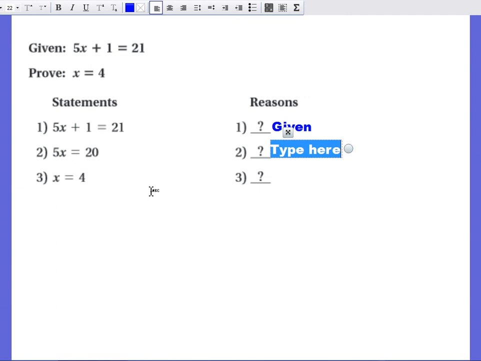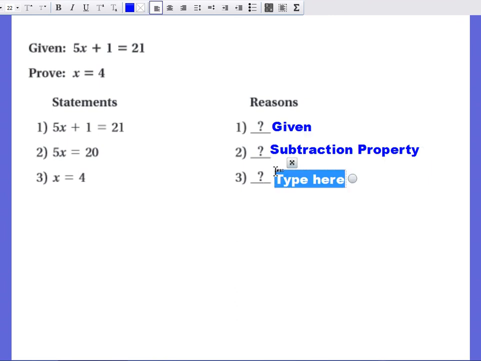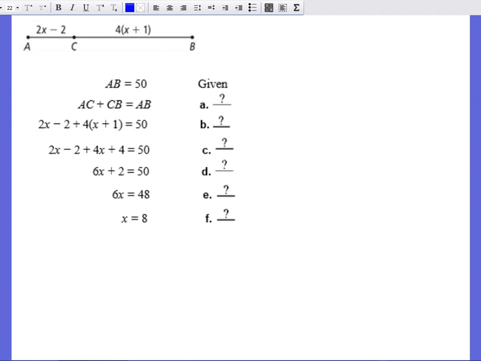Okay, so the next thing is, from here to here, what did we do? Hopefully you're thinking that they subtracted. So it's subtraction property of equality, and finally they divided. So just put division or division property. I don't care. I'm not too picky when it comes to your justifications. As long as it's right, I don't care if you want to abbreviate a little, and I'm not going to nitpick if you put congruence or equality. Just put the main idea. If you added, put addition. If you subtracted, put subtraction.